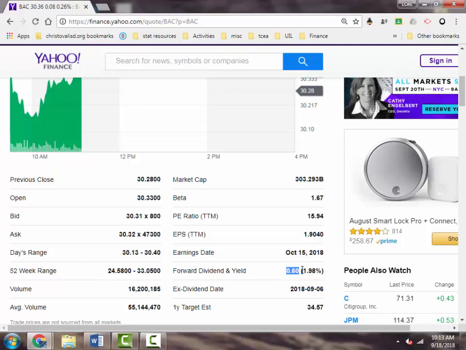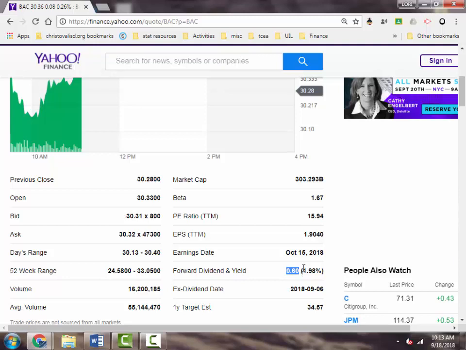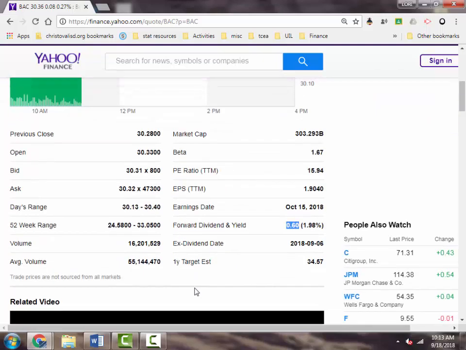They are still in the process of recovering, and that's part of the reason Bank of America has such a low dividend. They're trying to rebuild the bank, the image from the fall. Other stocks you'll find have higher dividends.